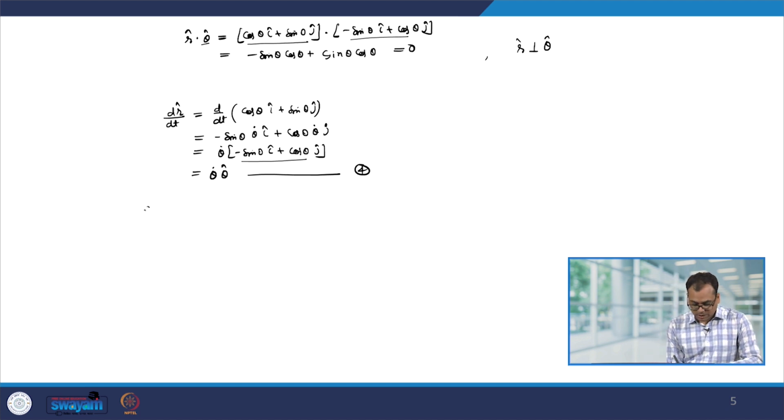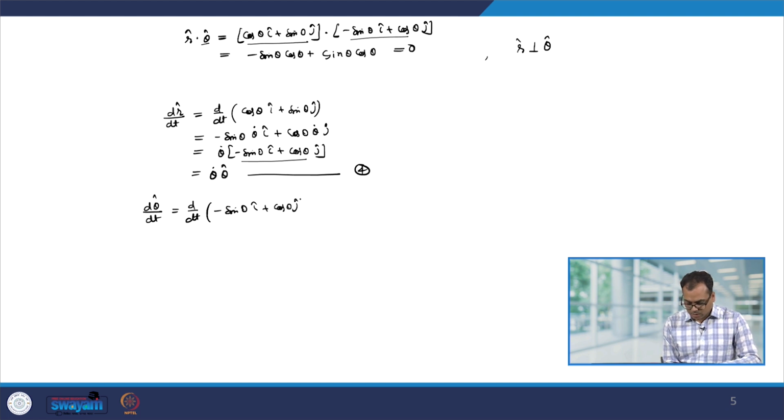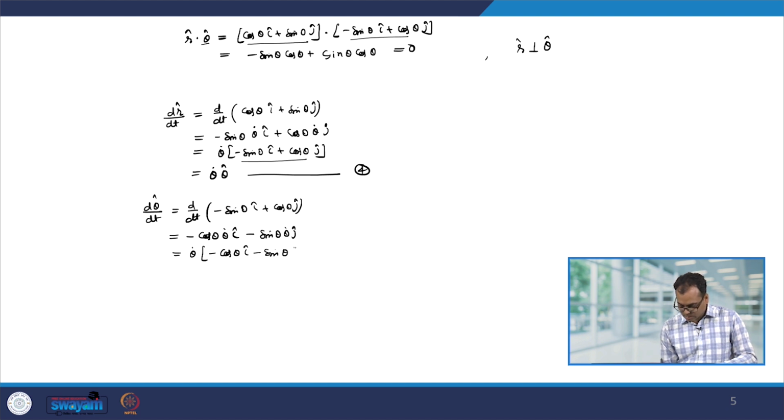Now let us also see what is d theta cap over dt. So it will be d over dt of theta cap, which is minus sin theta i plus cos theta j. This becomes minus cos theta theta dot i minus sin theta theta dot j, and I can take theta dot common. So it is theta dot times minus cos theta i minus sin theta j, and it is minus theta dot times r cap.